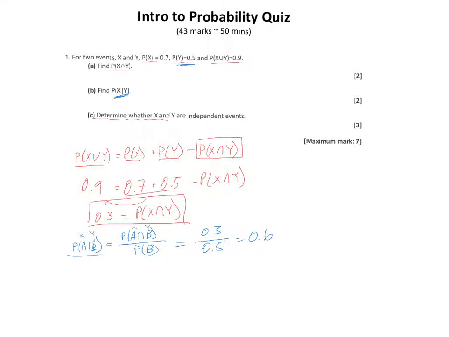All right, now letter C says determine whether x and y are independent events. There's a couple of ways to go about this. One is you can say, well, if x and y are independent, then px times py should equal the probability of x intersect y. And so then you can test it out and say, well, that means 0.7 times 0.5 should equal the intersection, which we found, which was 0.3, and that obviously is not correct. That gives us 0.35 equals 0.3.